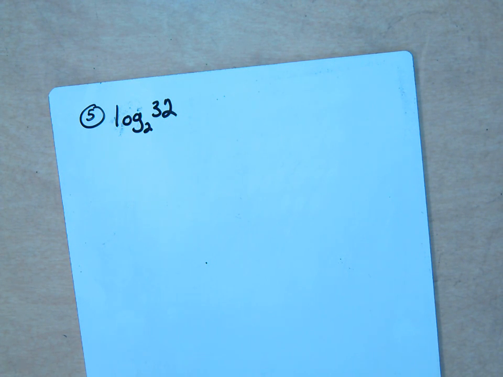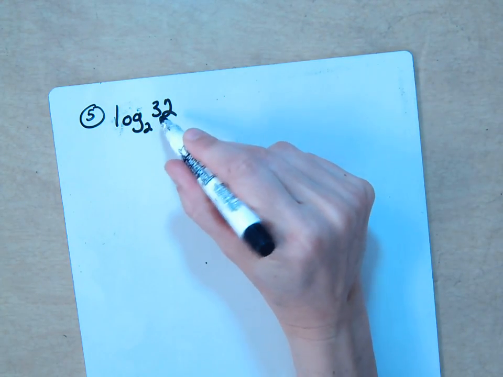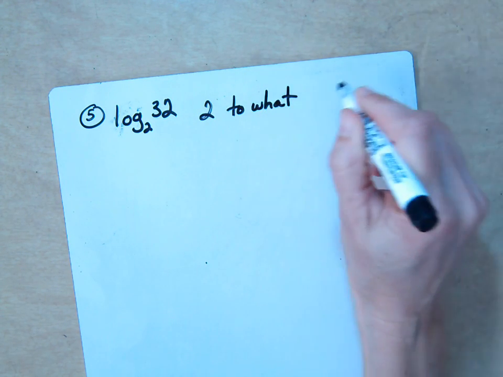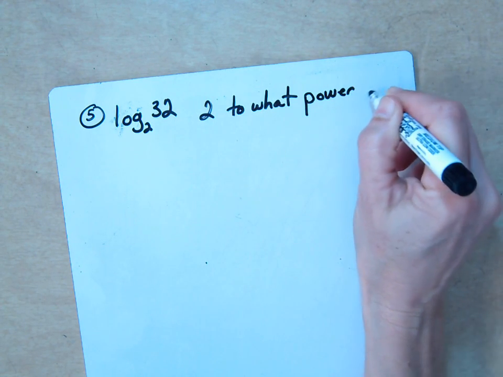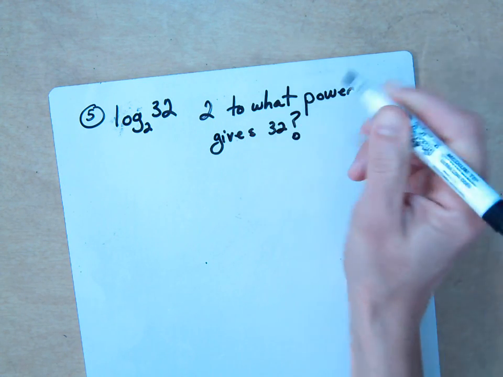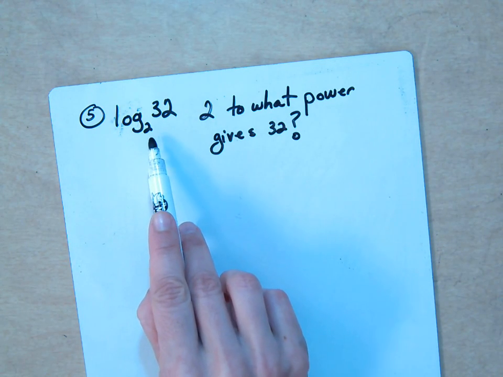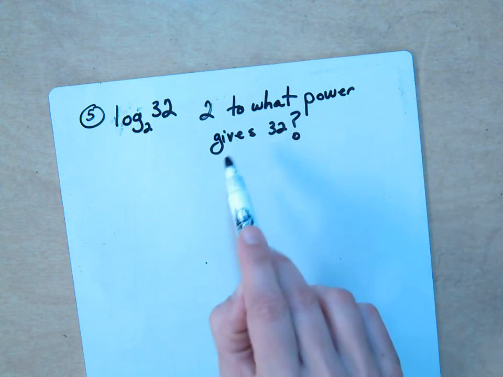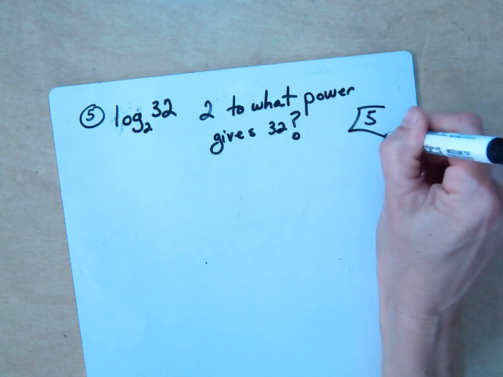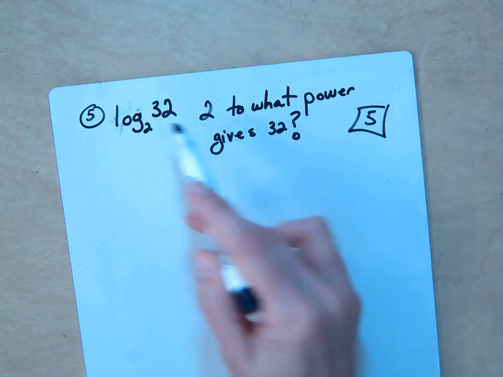So to understand what this means, you really need to write this. This sentence will help with everything with logs. This means 2 to what power gives 32. In your mind, when you see this and you're trying to figure it out, you should say that in your mind. The base is 2. 2 to the what power gives you 32. And what is that? You're trying to find the exponent that when you take the base 2 to this exponent, you get 32.